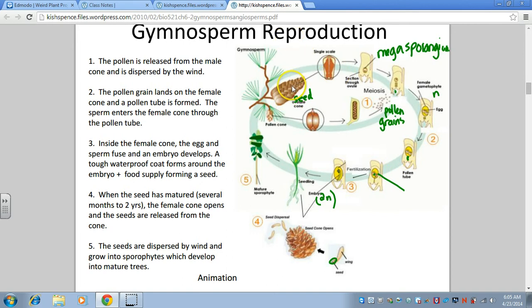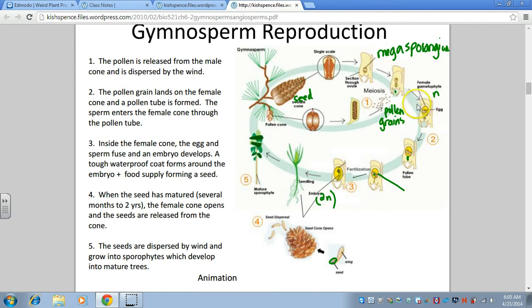Okay, so here's the ovulate cone, or the seed cone, or female cone. You'll hear it called different things. Inside of it, you see the ovule, and inside of the ovule will be the megasporangium that produces the megaspore that produces the egg. So in here will be the egg. The pollen cone will release pollen grains that'll be carried in the wind and land near the ovule. Okay, so here's the female gametophyte making the egg.